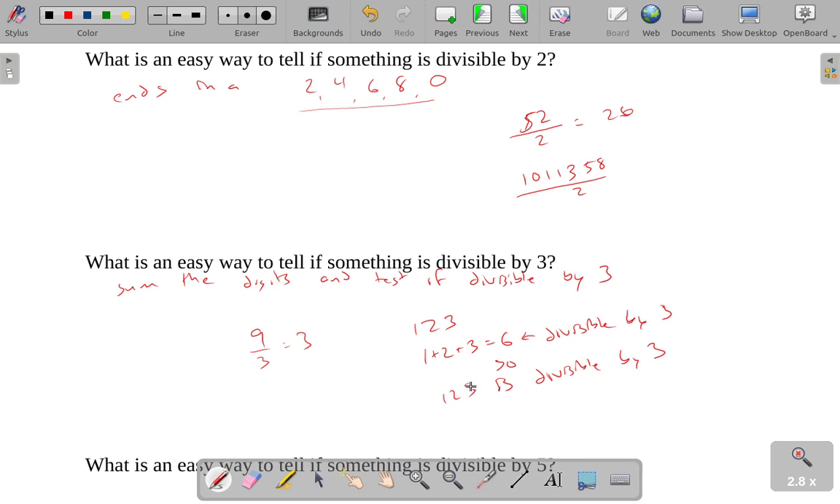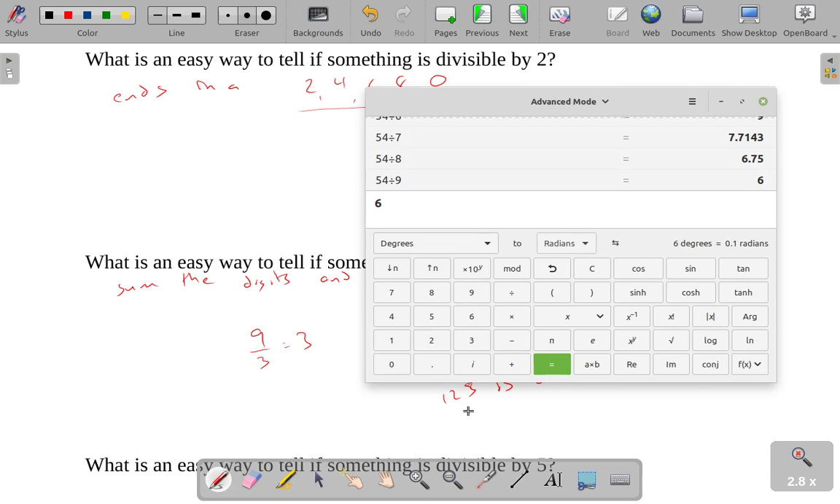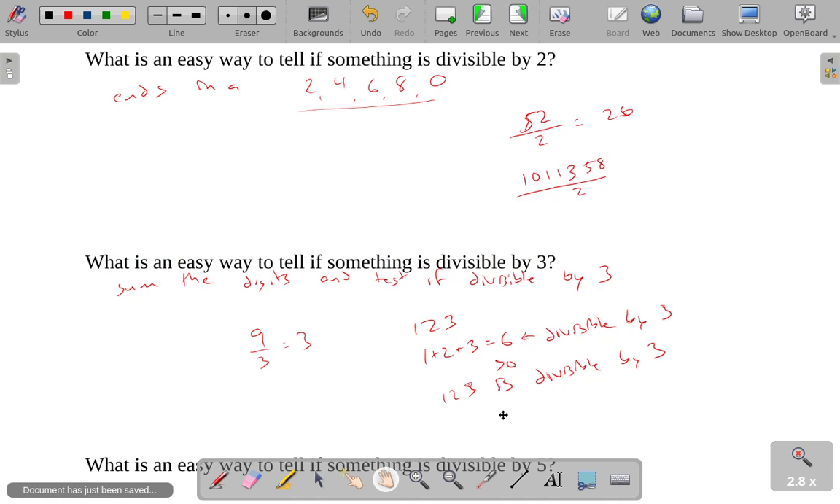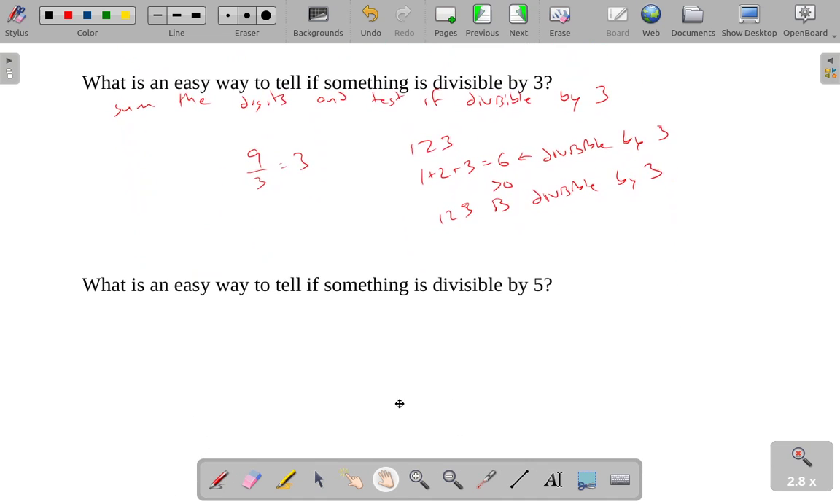The reason this one works has to do with the fact that we have a base 10 system. If you start talking about other systems of numbers, the Babylonians had a base 12 system, or base 60, I guess, depending on who you ask. You wouldn't be able to do this same sort of trick with that system of numbers. But let's just verify really quickly. 123 divided by 3, it does come out evenly. It's 41.